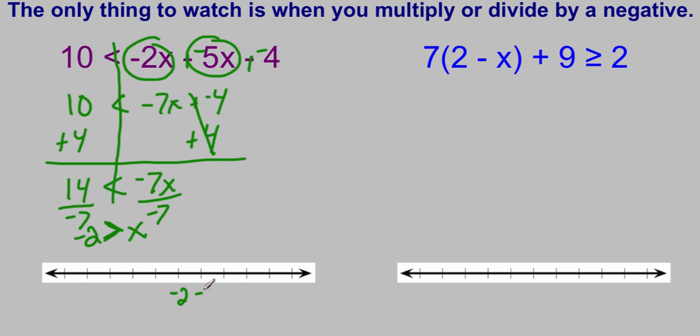So negative 2, negative 1, 0. Negative 3, negative 4, negative 5, negative 6. Open circle, please. Which direction, sir? And negative 2 is greater than x, so that means x is less than negative 2. So I'm going to shade in going to the left.